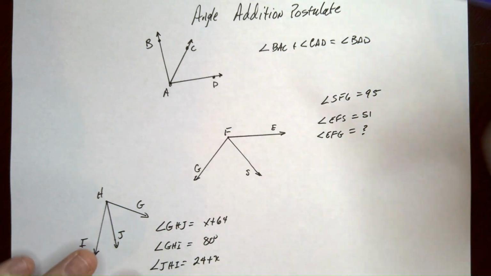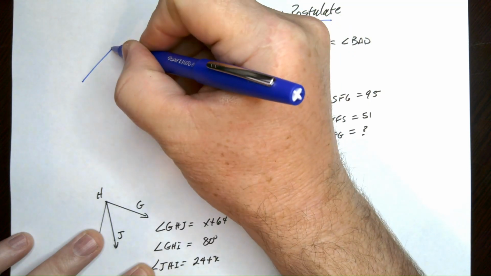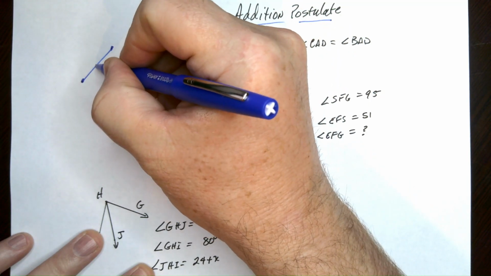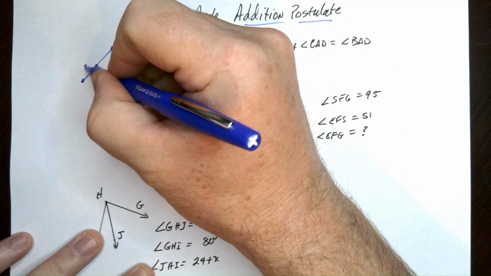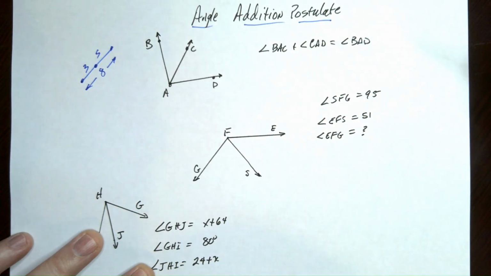All right, let's do a quick video on the angle addition postulate. It's very similar to the segment addition postulate, whereas if you have a segment like this and this was 3 and this was 5, then the whole thing would be 8. It's the same exact idea.